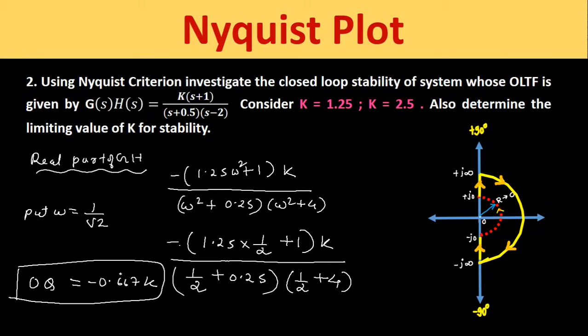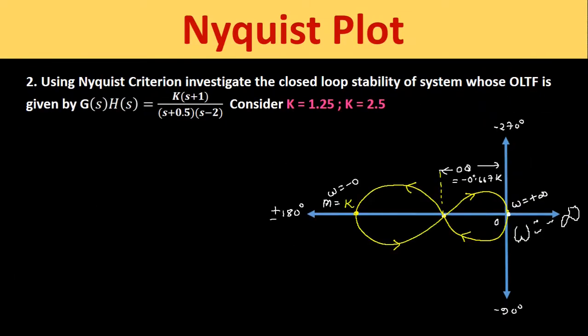So from this we will get the point of intersection of the Nyquist plot with the negative real axis. So this is the value OQ, which is equal to minus of 0.667 k. First we have to take k is equal to 1.25. So when we put 1.25 in the OQ's equation, we'll get 0.667 into k is 1.25.